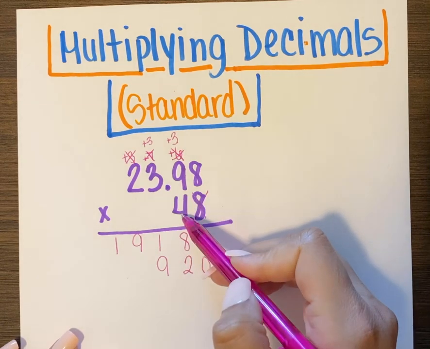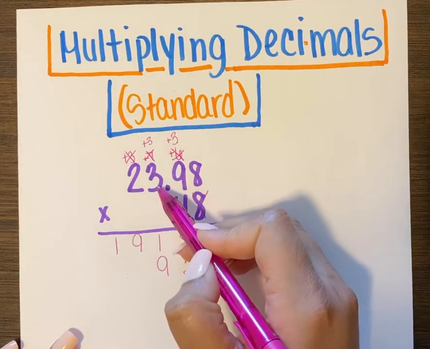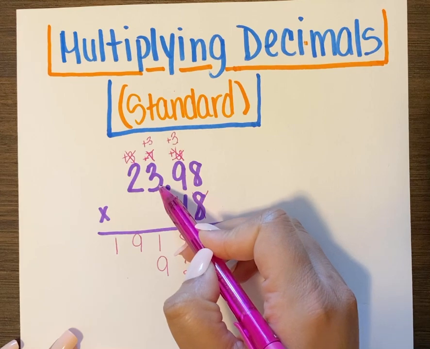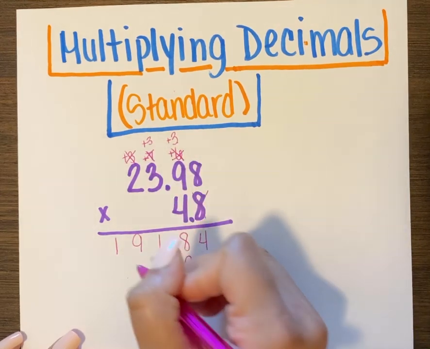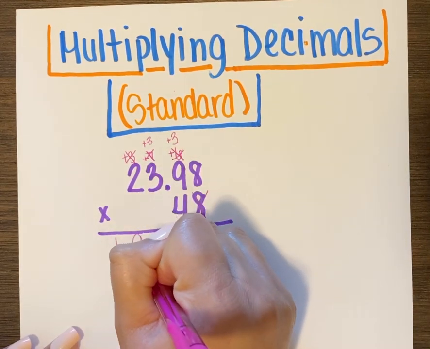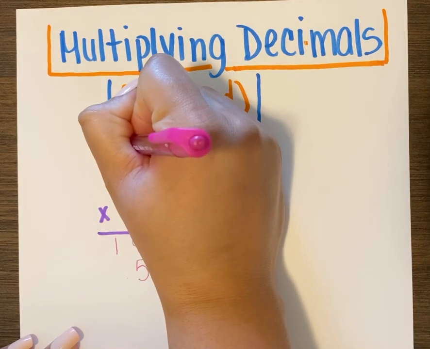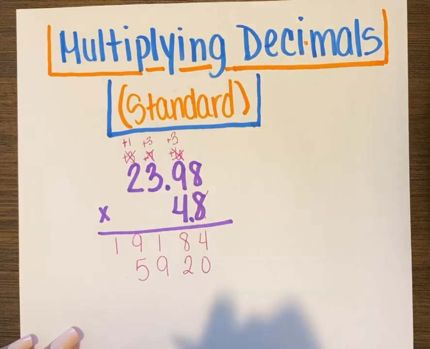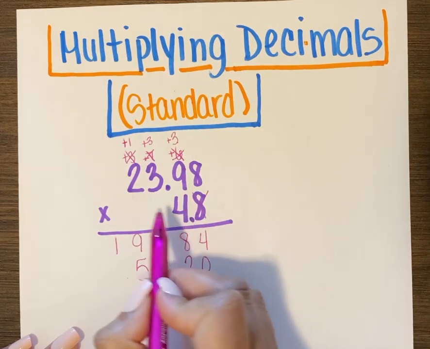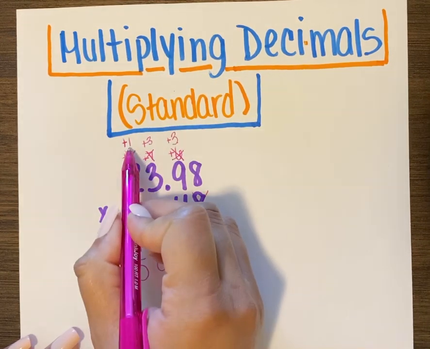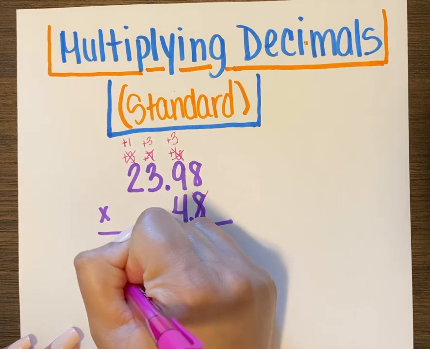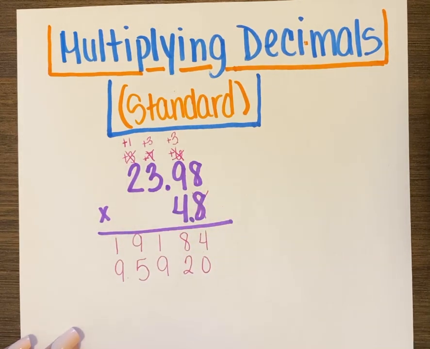Okay, the next one we're going to multiply is 4 times 3. 4 times 3 is 12. 12 plus 3 is 15. So I'm going to write the 5 in the next space available, and I'm going to carry the 1. 4 times 2 is 8. 8 plus 1 is 9. Okay, and that's it for that part.